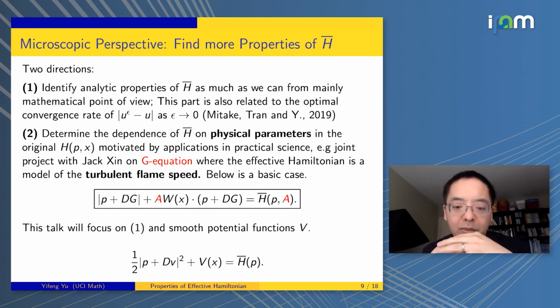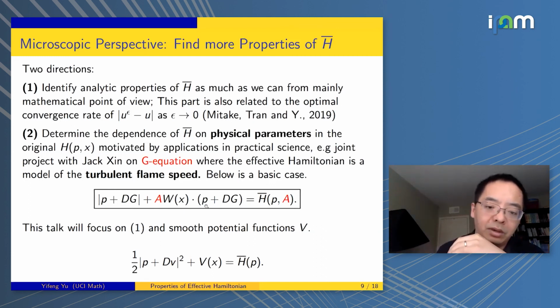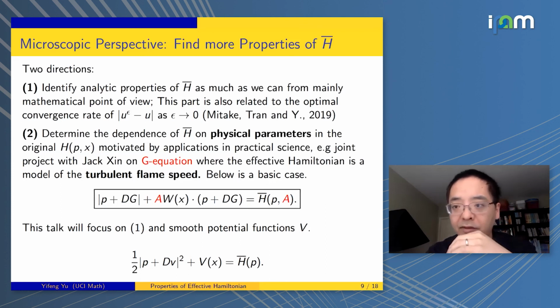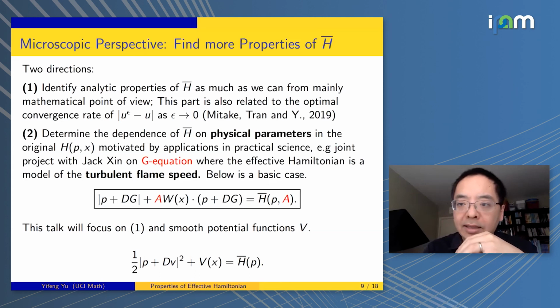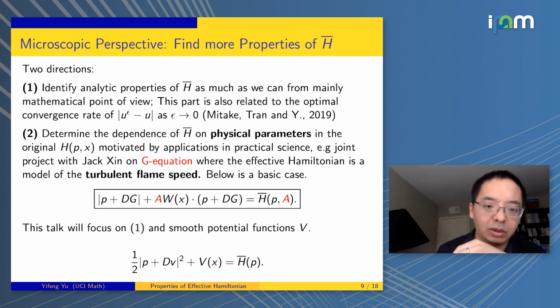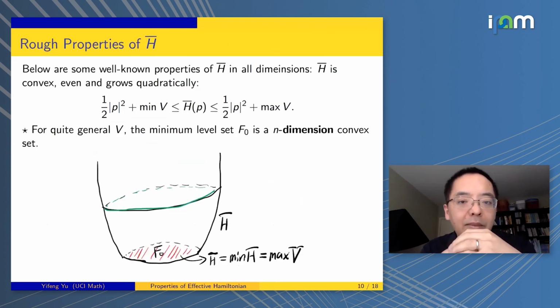For the next part of the talk, I'll just focus on the mathematical point of view. As I said before, we just look at the smooth potential, and we try to understand, just mathematically, what properties the effective Hamiltonian satisfies. So first of all, let's look at those rough properties which are well known to experts. These are properties that were discovered a long time ago.